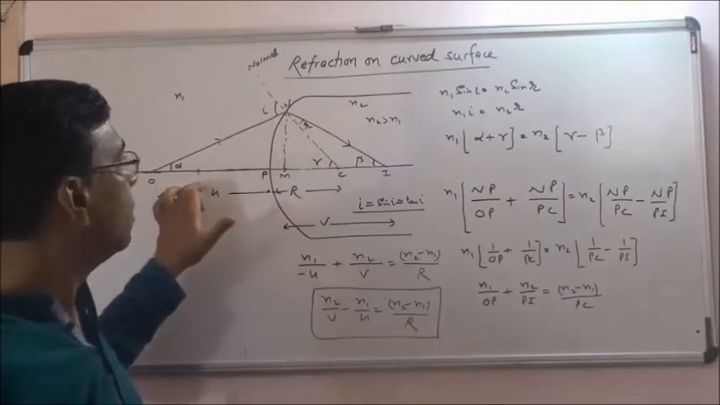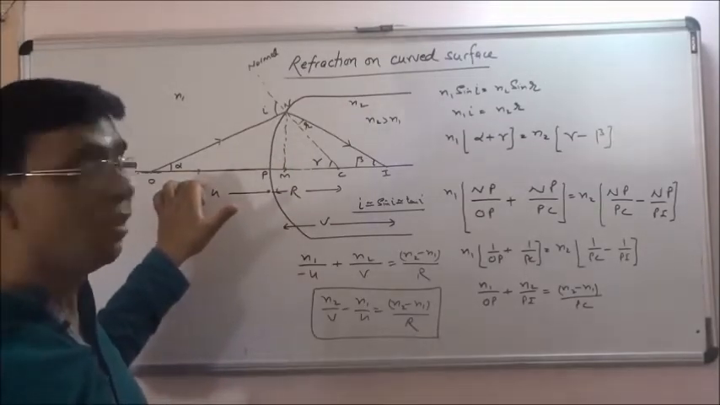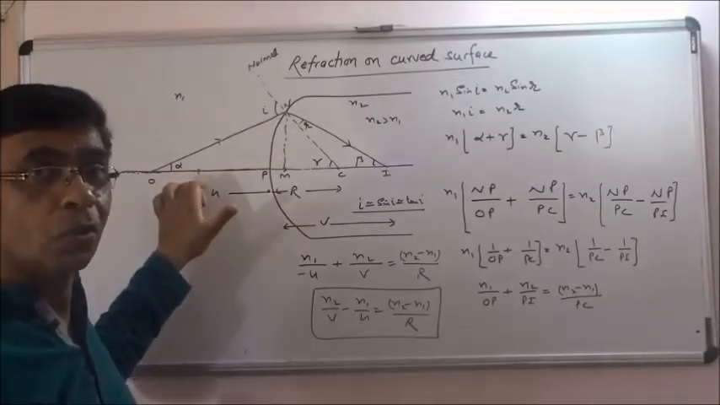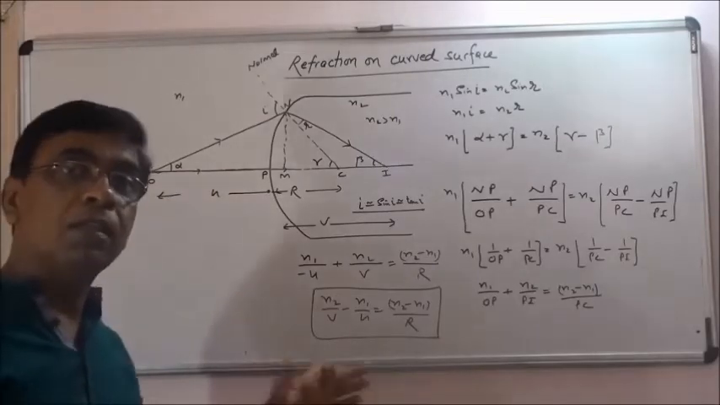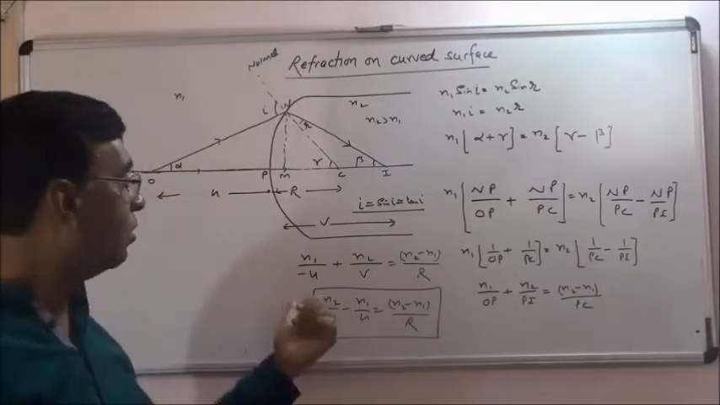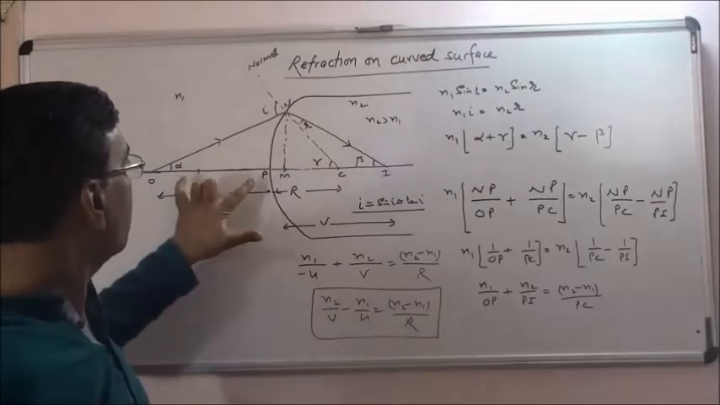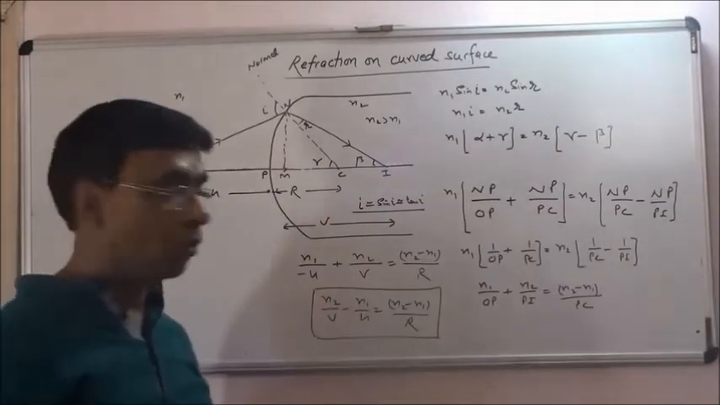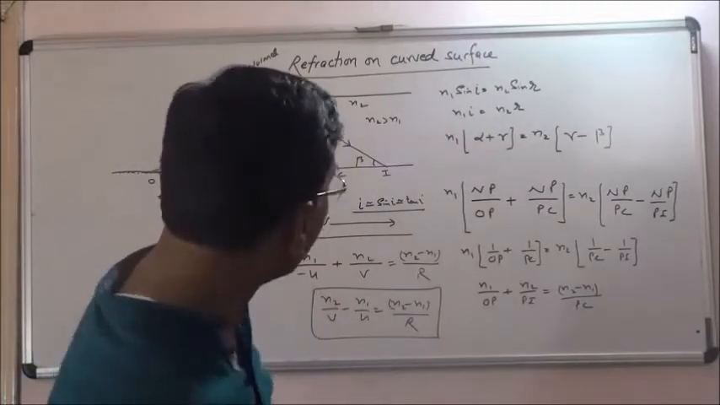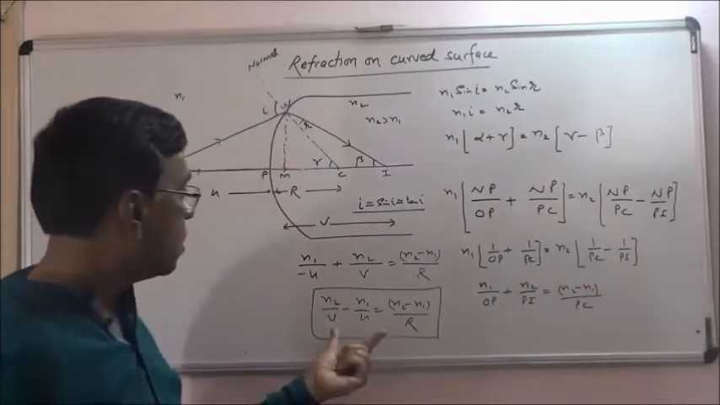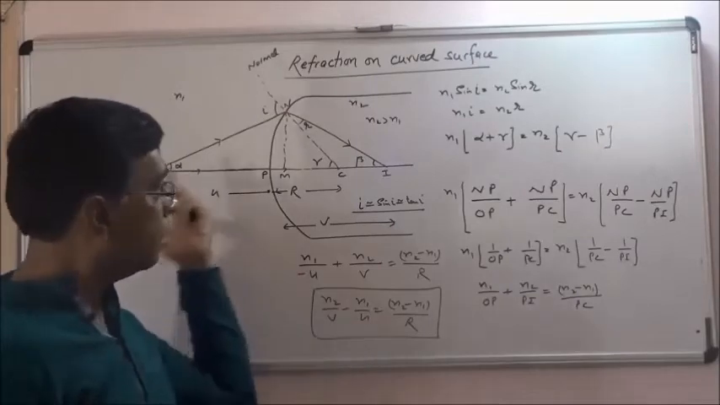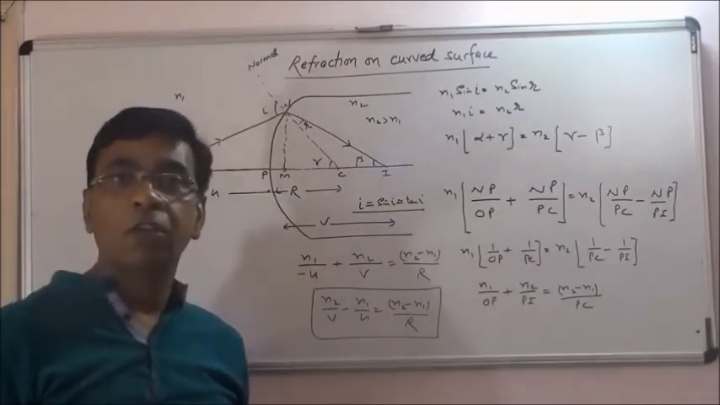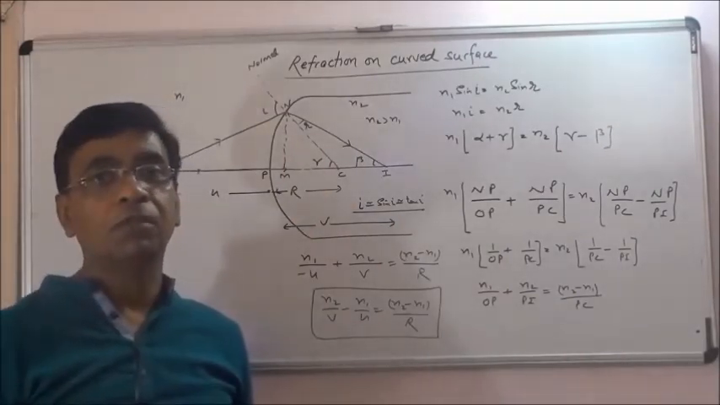Now here the object is in rarer medium, right? So real will be less than apparent. So real will be this, apparent will be here. N2 by V and N1 by U, we'll get a relation here. So this is a relation for refraction on curved surfaces.